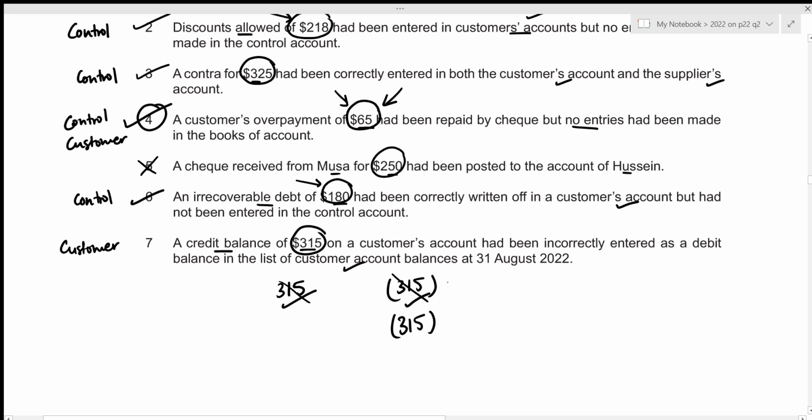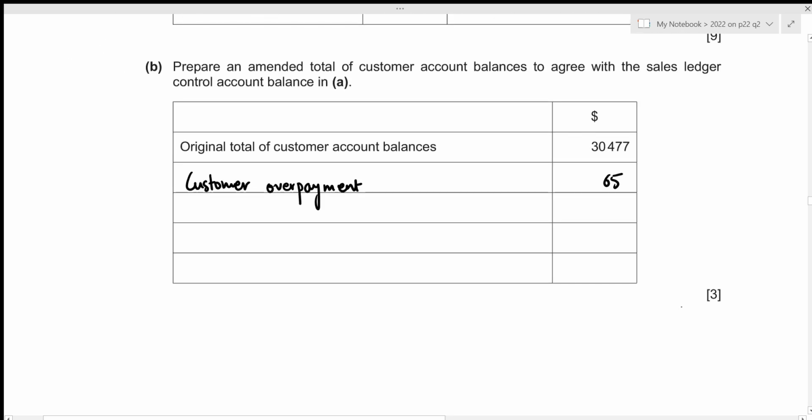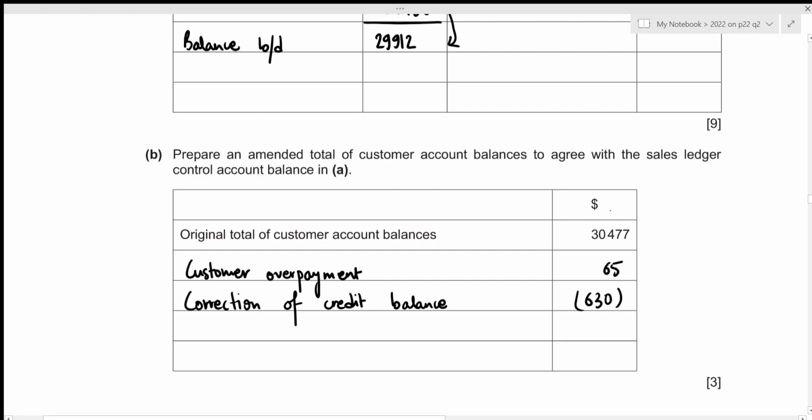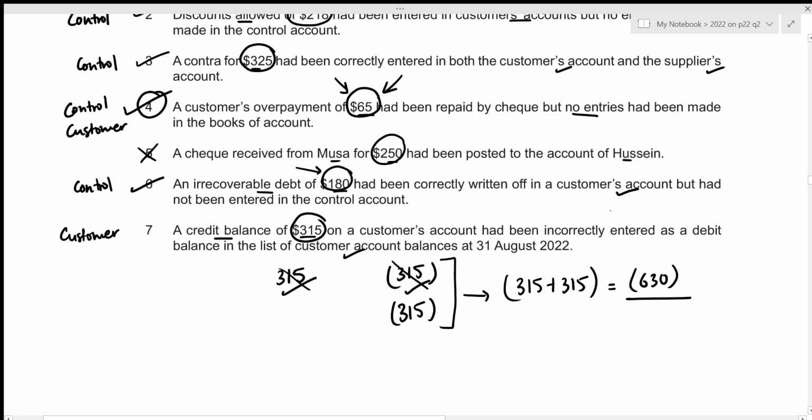So the total adjustment to be made is going to be 315 plus 315, but in a negative balance. So that results in the negative balance of 630. This is the adjustment that we need to make. All right, let's write it down. This is the correction of credit balance. And that's 630, but in a negative. And this concludes everything that we need to adjust in our customer account balances.